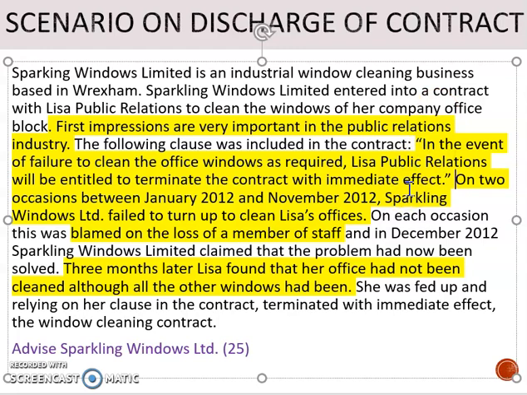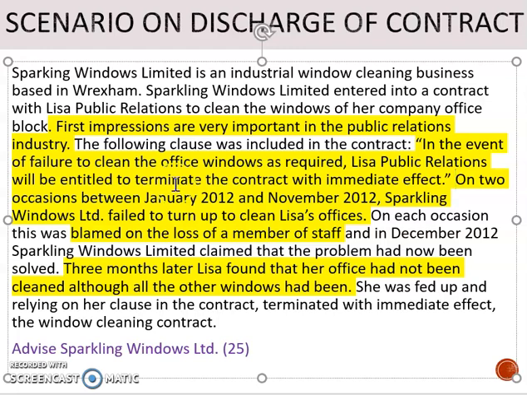The final possibility is, has it been frustrated? Well, Sparkling Windows are saying that when they've not been able to clean the offices, that's because of loss of members of staff. So they might try and say that the contract has been frustrated through impossibility because they don't have the staff. Although that argument probably won't work, because cleaning windows staff are probably not that specialist, we don't need that particular member of staff, replacements could be found.